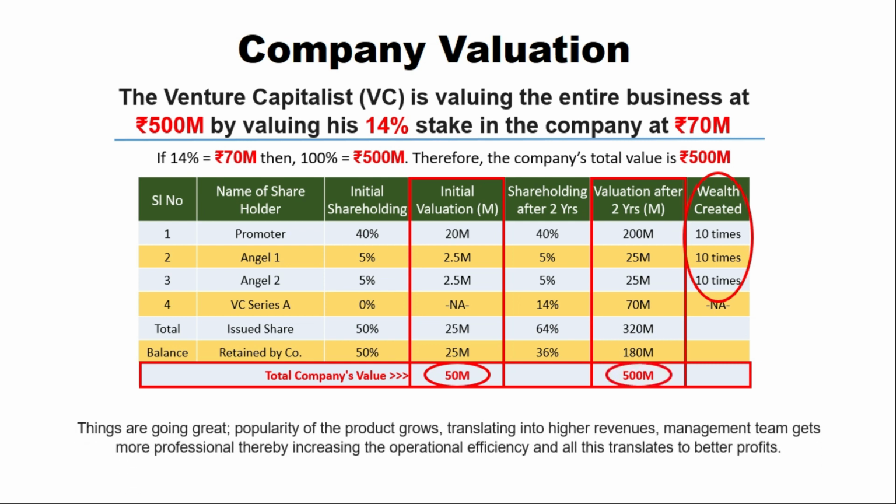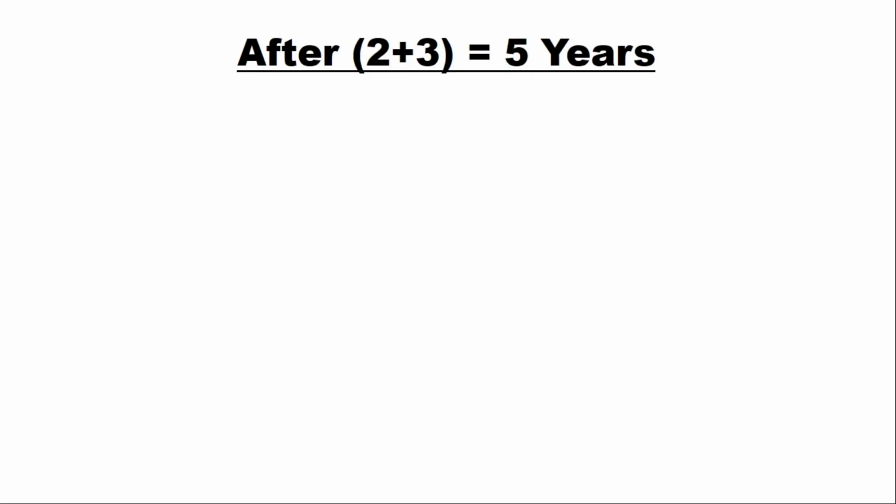Things are going great. Popularity of the product grows, translating into higher revenues. Management team gets more professional, thereby increasing the operational efficiency, and all this translates to better profits.